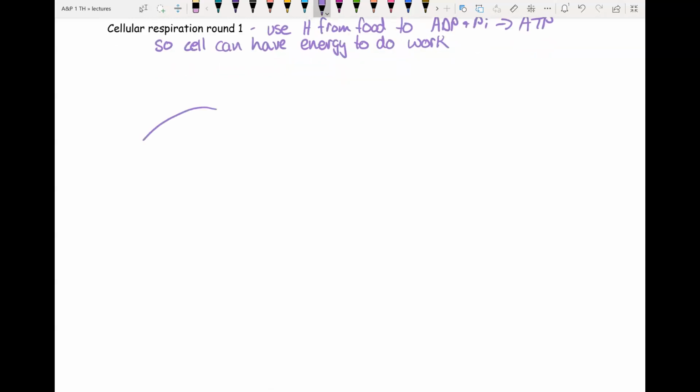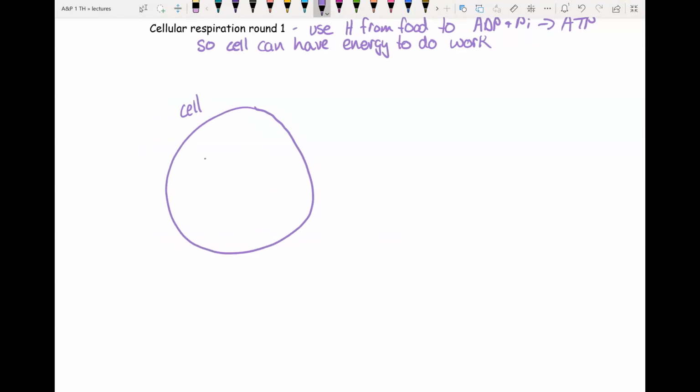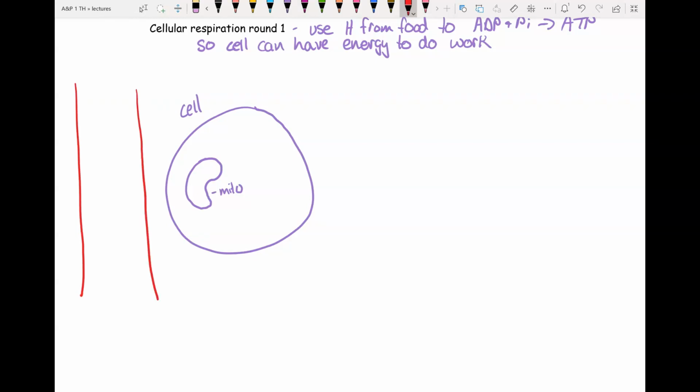So you have a cell. Here's a cell. And you may know from other biology classes, mitochondria is the powerhouse of the cell. That's where ATP is made. So we're going to give our cell a mitochondria. And you have blood. Remember, all of these nutrients are being carried in your blood. So here is your blood.